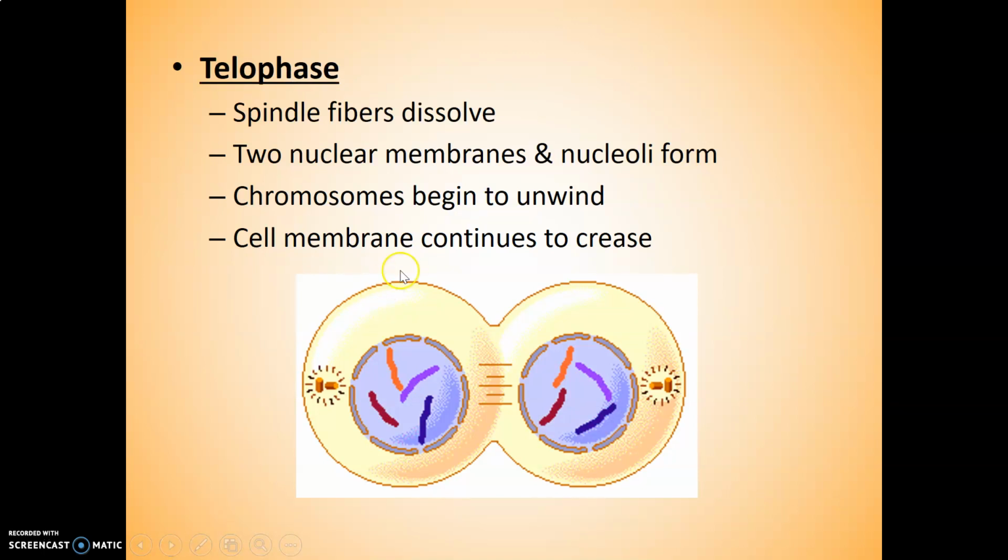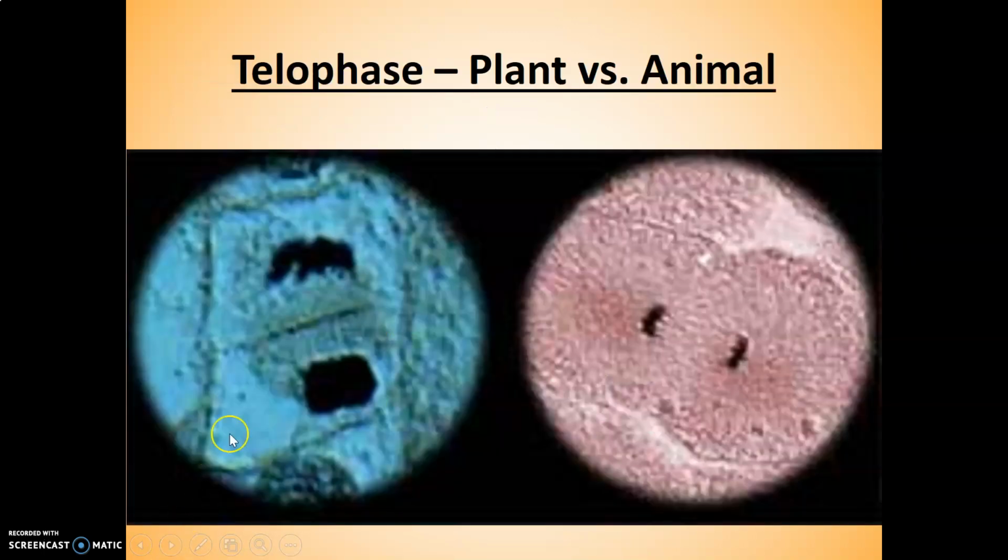Telophase. Your spindle fibers will have dissolved here, or they're dissolving, and you are now forming two new nuclear membranes around the chromosomes. The chromosomes will start to unwind at this point, and your cell membrane will continue to crease in order to form two new cells. Again, here's the comparison between plant and animal.